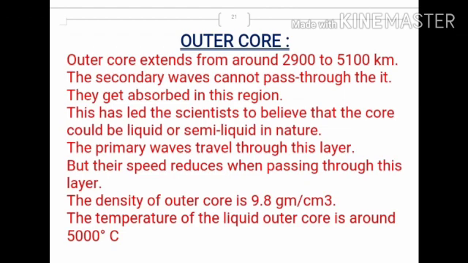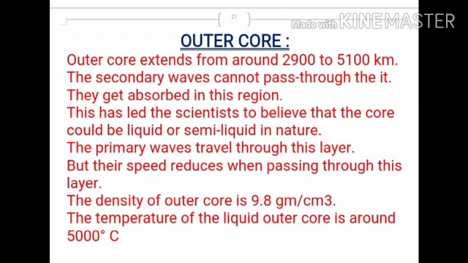Outer core. Outer core extends from around 2900 to 5100 kilometers. The secondary waves cannot pass through it. They get absorbed in this region. This has led the scientists to believe that the core could be liquid or semi-liquid in nature. The primary waves travel through this layer, but their speed reduces when passing through this layer. The density of the outer core is 9.8 grams per centimeter cube. The temperature of the liquid of outer core is around 5000 degrees Celsius.